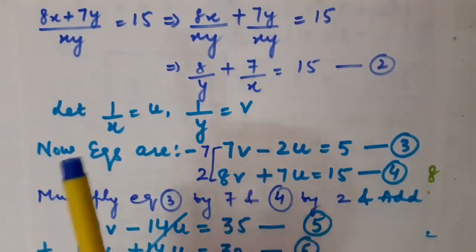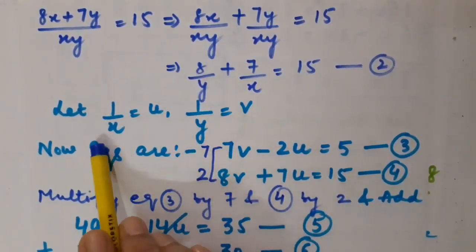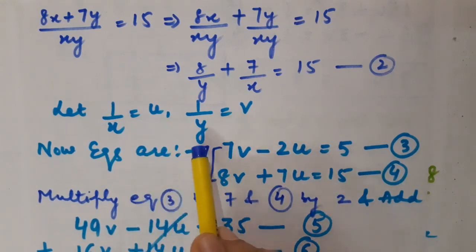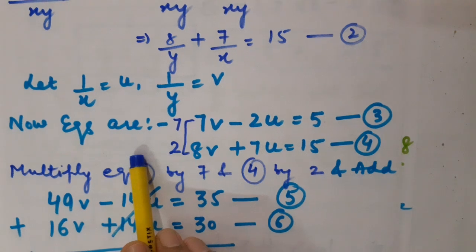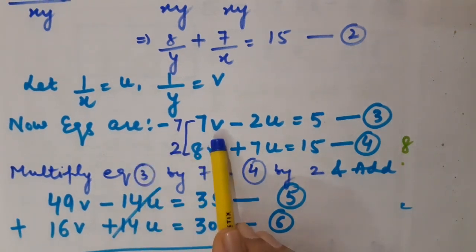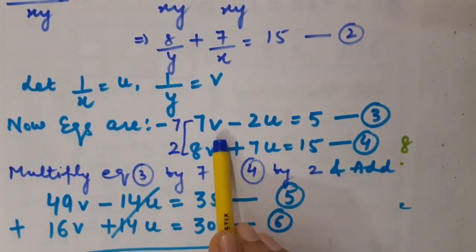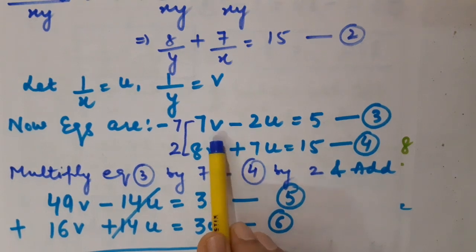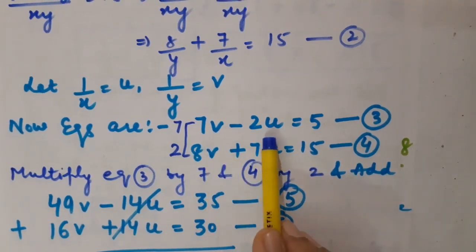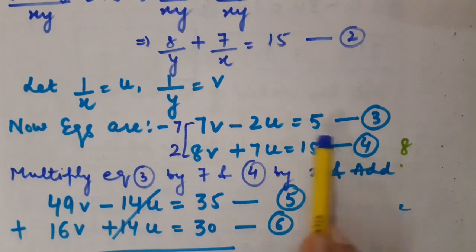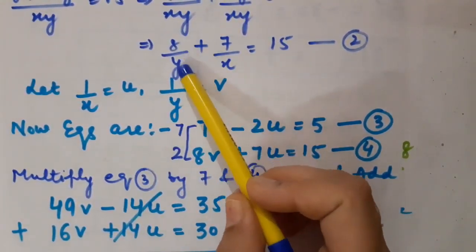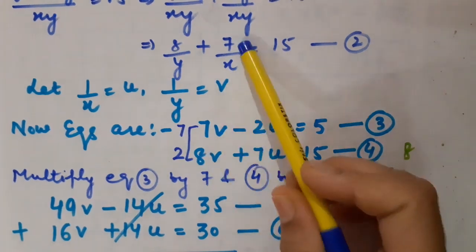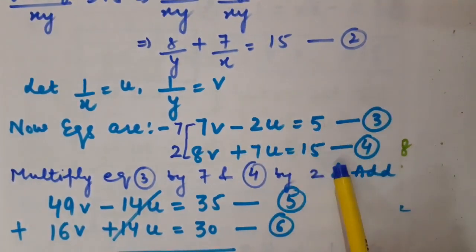So 1 upon x and 1 upon y are common in both the equations. So let 1 upon x be u and 1 upon y be v. Now what will be the new equations formed? That is 7v, because I have considered 1 upon y as v. So v will be written first. 7v minus 2u is equal to 5. In the same manner, please focus here. 8v, because 1 upon y is v. 8v plus 7u is equal to 15.